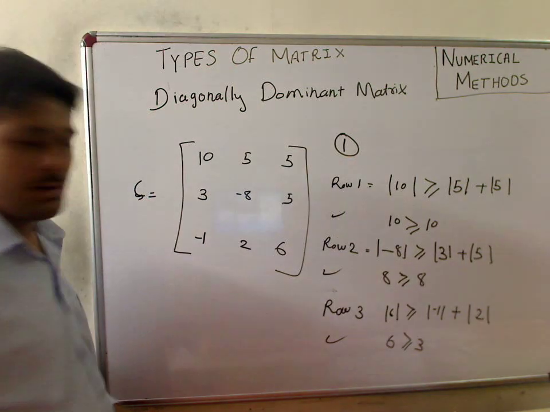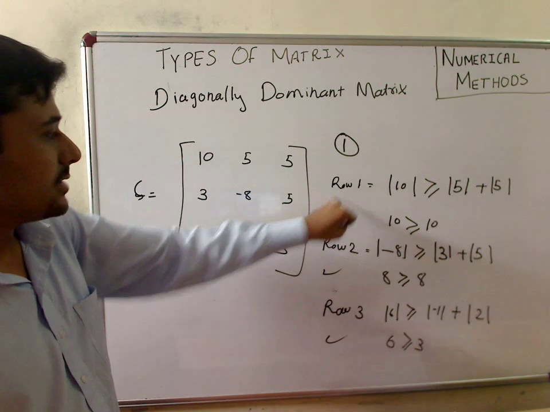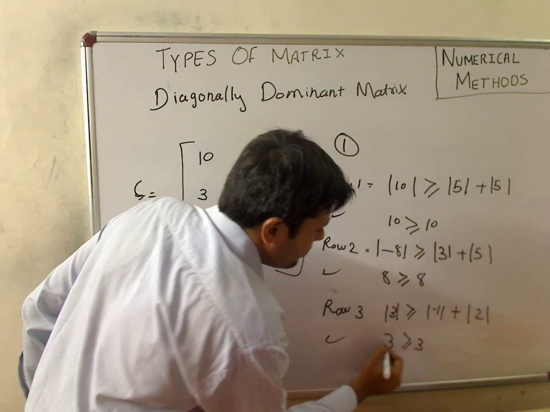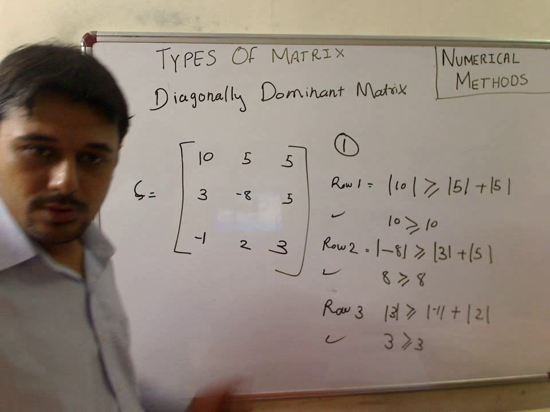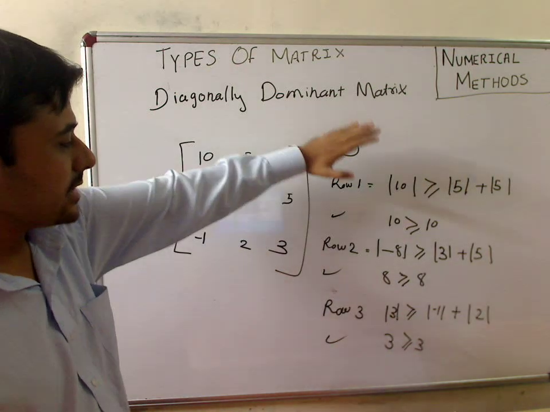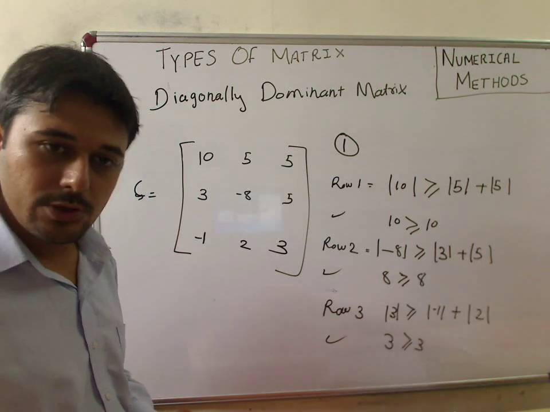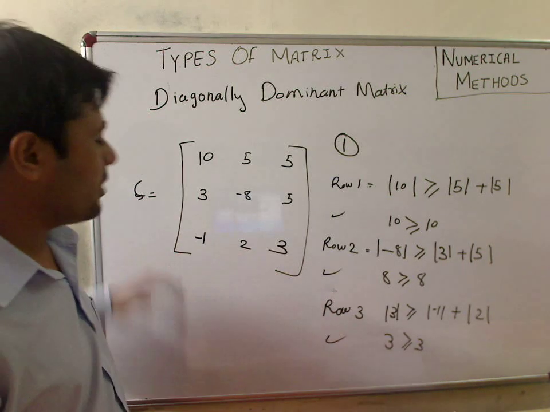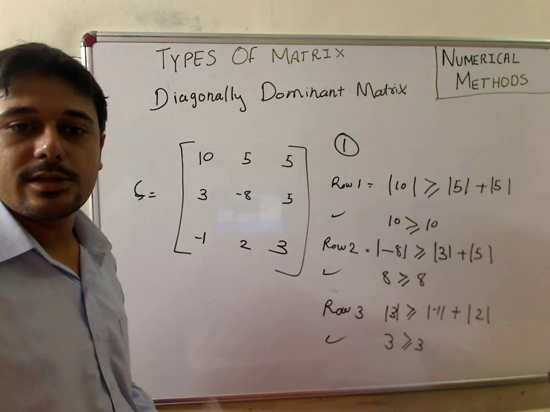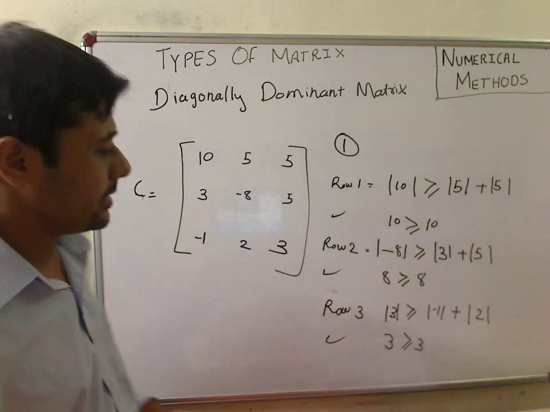Now consider matrix C. Here I am making one small variation. Instead of 6, let us make it 3. So the condition is satisfied for row 1, row 2, and for row 3 we will have 3 which is greater than or equal to 3. Now, is it a diagonally dominant matrix or not? No, because it satisfied only the first condition. For all 3 rows, the diagonal value is greater than or equal to the summation of other elements. But for none of the rows is the diagonal element purely greater than the summation of the other elements. So matrix C is not a diagonally dominant matrix.